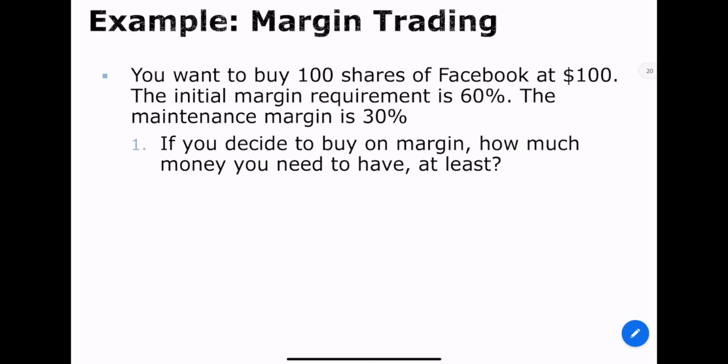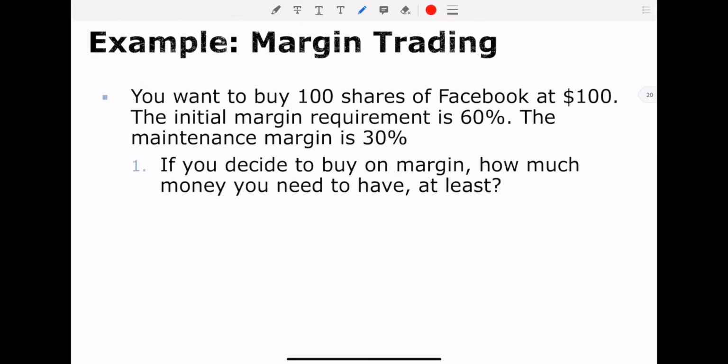The first question is, if you want to buy on margin, how much money do you need to have at least? So let's see how we could solve this. The problem says 100 shares. Share price is 100, which means the total value of your portfolio is 10,000. And then the initial margin requirement is 60%. So you have to satisfy this initial margin requirement.